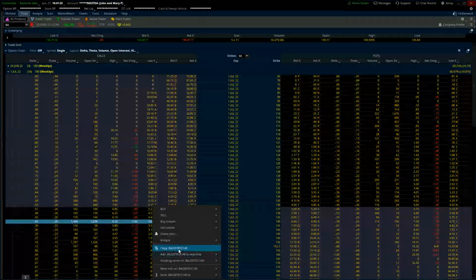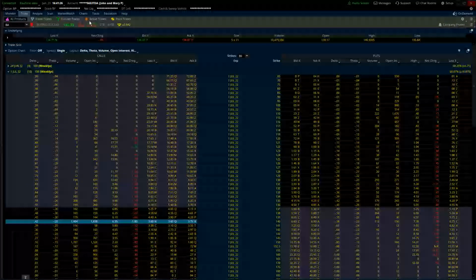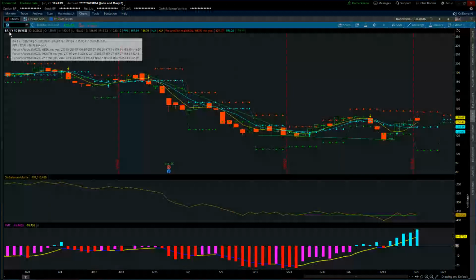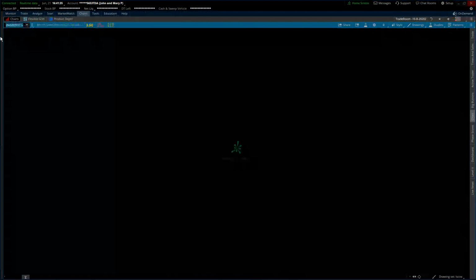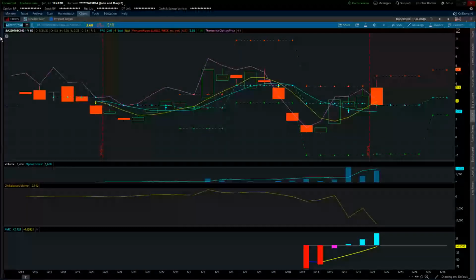So if I copy the symbol, I go back to a chart. I believe if I go another one way of doing it, and hit enter, there's your option.